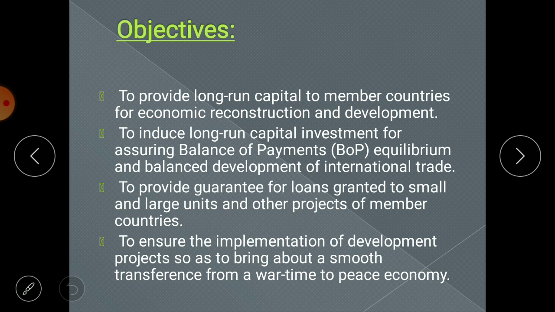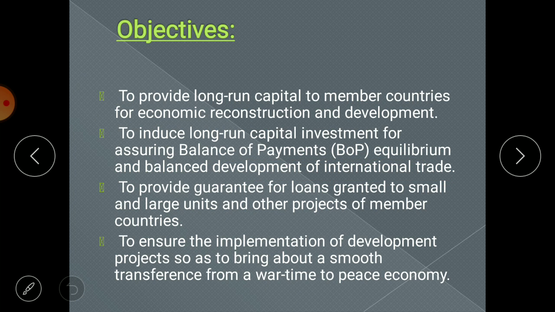And it will be on a balanced basis if we have long run capital investment. So, for promoting long run investment, the objective is to assure balance of payment equilibrium and balanced development of international trade. For both of these to happen, they are inducing long run capital investment in our member countries.